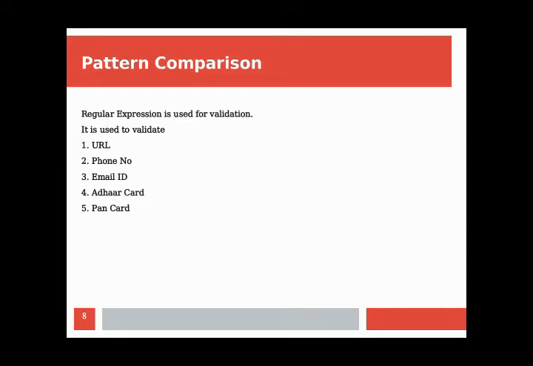A pattern consists of literal characters and special characters. Literal characters are normal characters with no other special meaning. Special characters have special meaning in the pattern, such as the asterisk, which means a wildcard when used, or other special characters used in patterns. Here, pattern comparison.